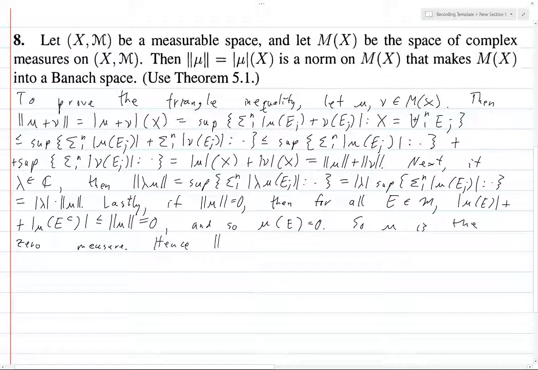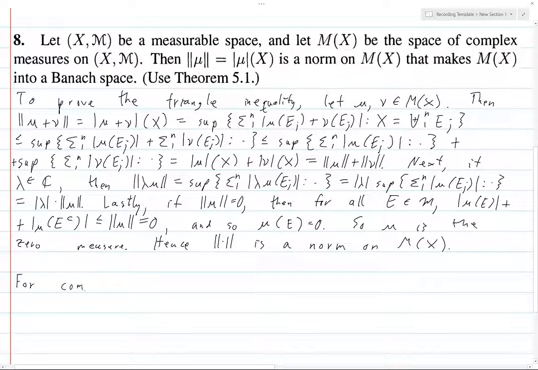Hence, this absolute value thing that we define is indeed a norm on Mx. Alright, well, looks like I'm going to need to scroll down here at some point, but anyways, we'll keep going here.